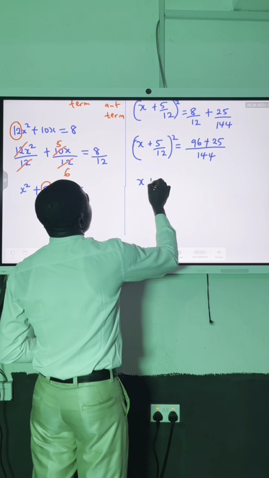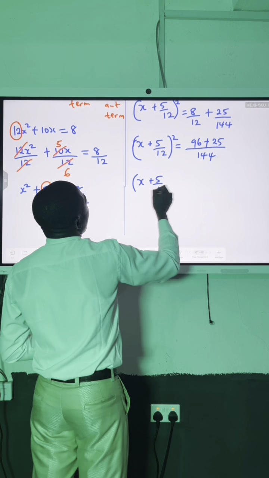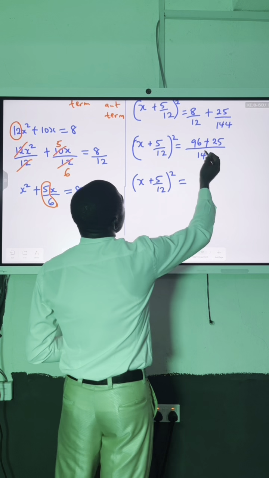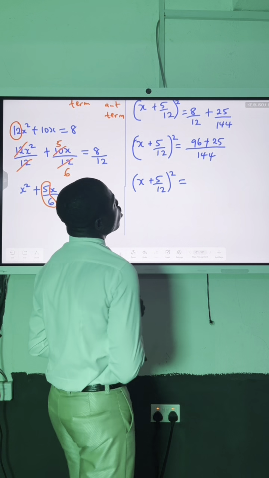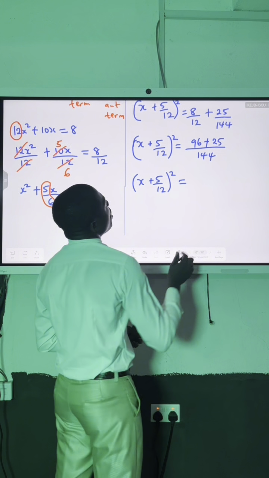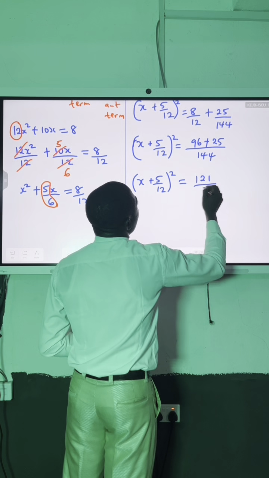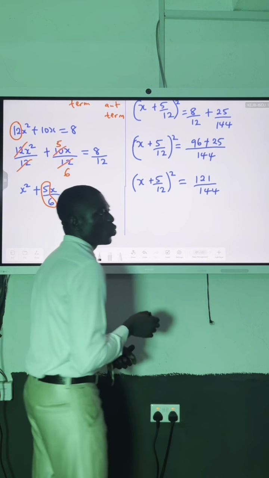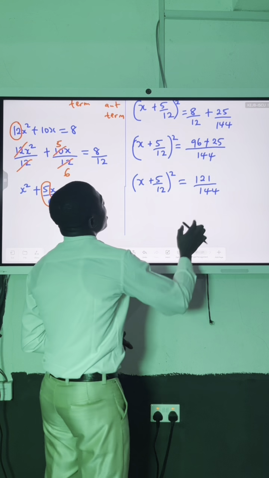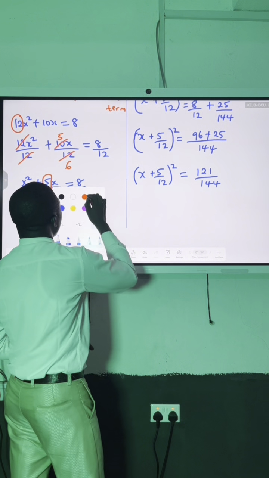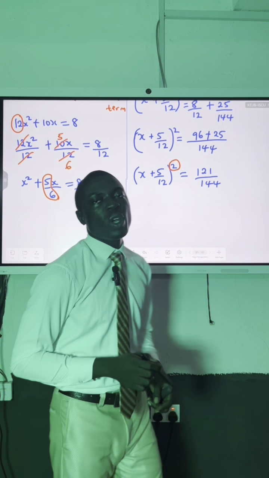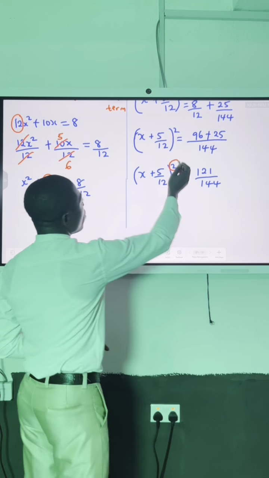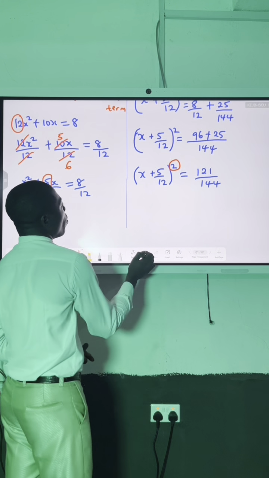Okay, let's move on and see how it goes. So on the left-hand side, we have x plus 5 by 12 all squared is equal to, if you add up these two things, you are going to get 121. So we have 121 all over 144, right? Now, in order to cancel this square here, we take the square root of both sides. To remove this square, we take the square root of both sides.